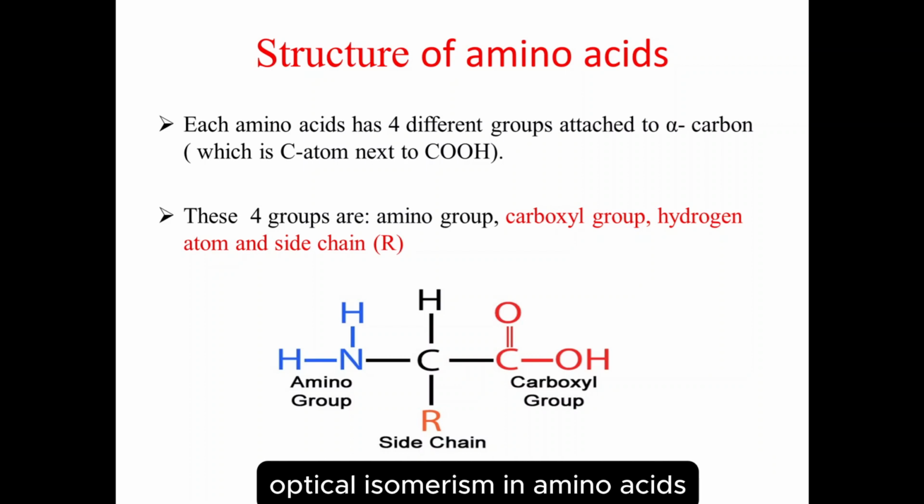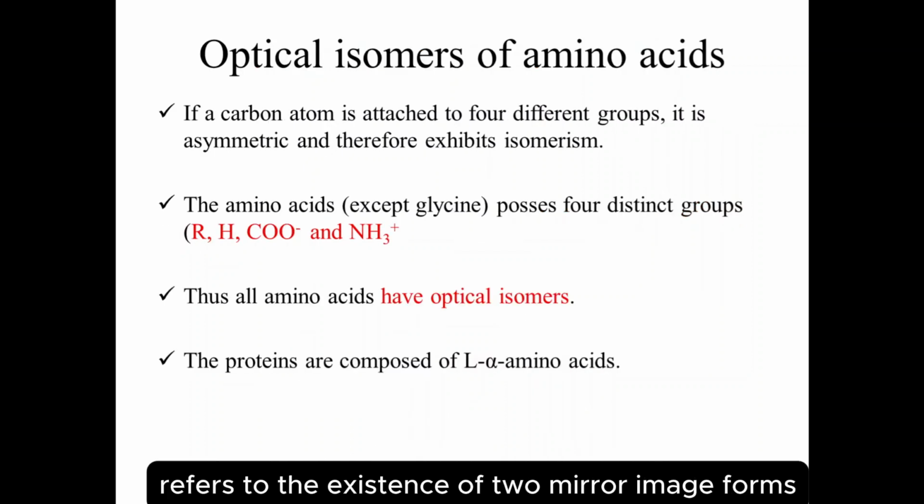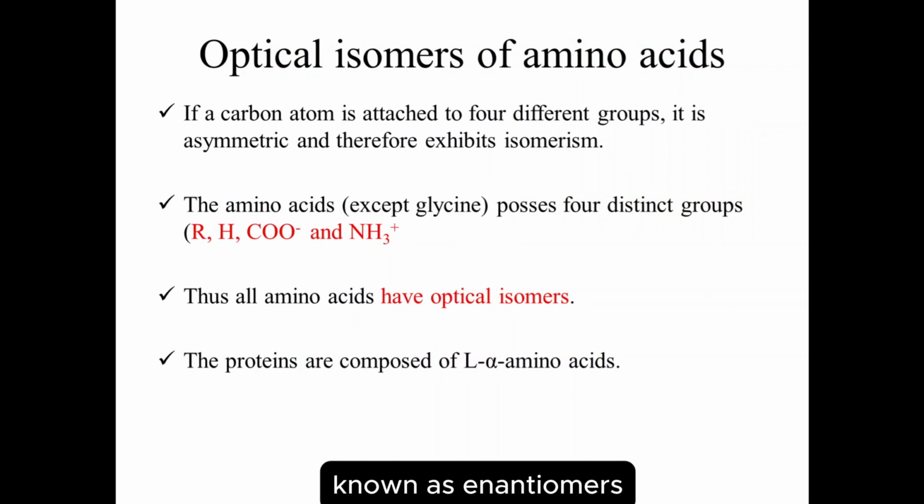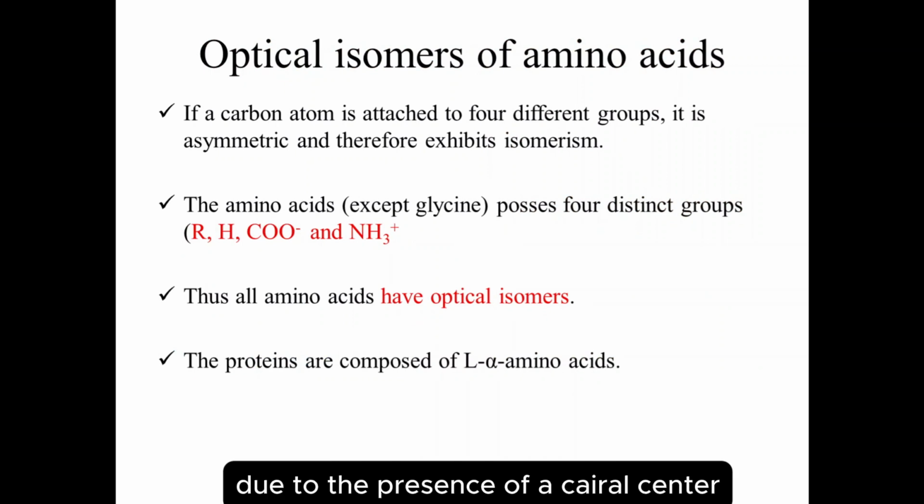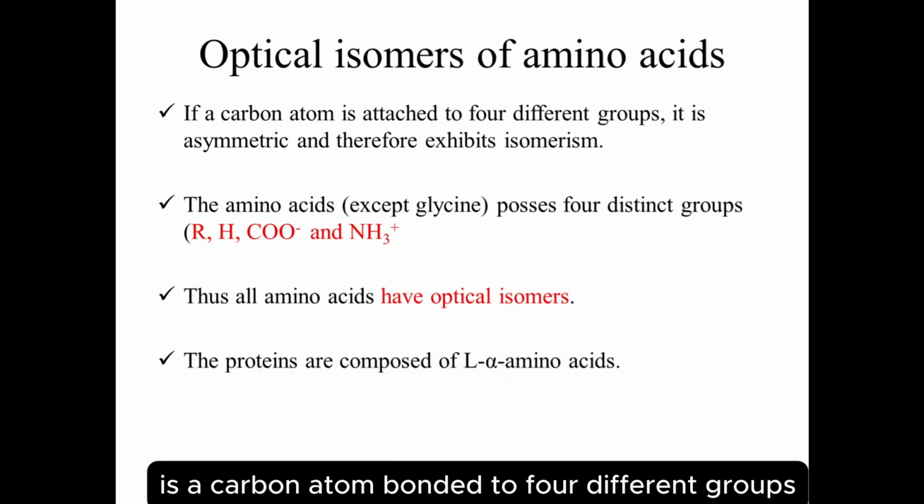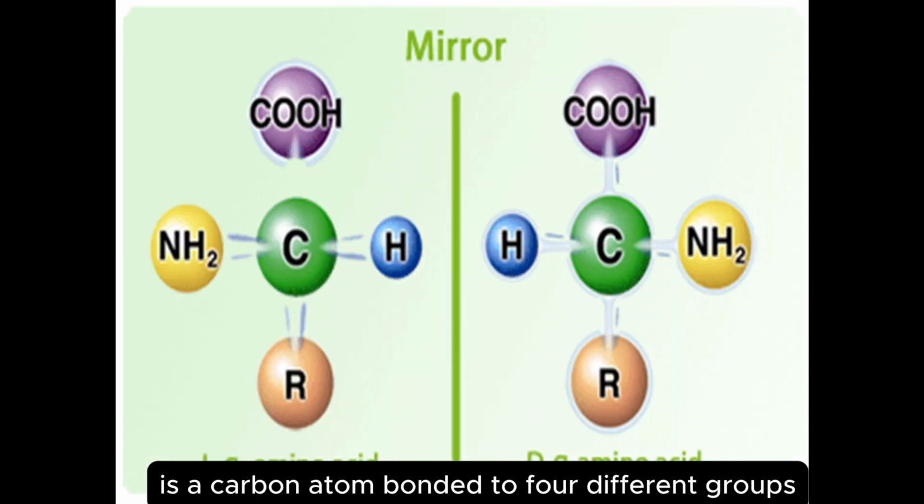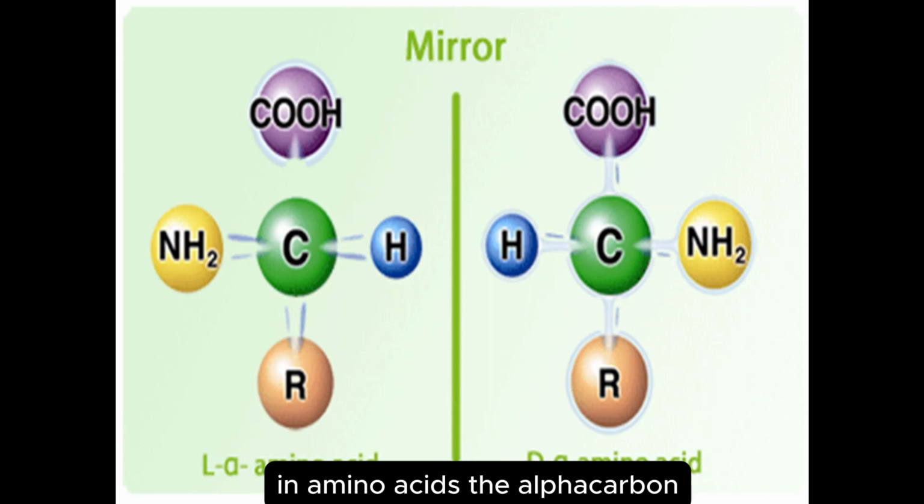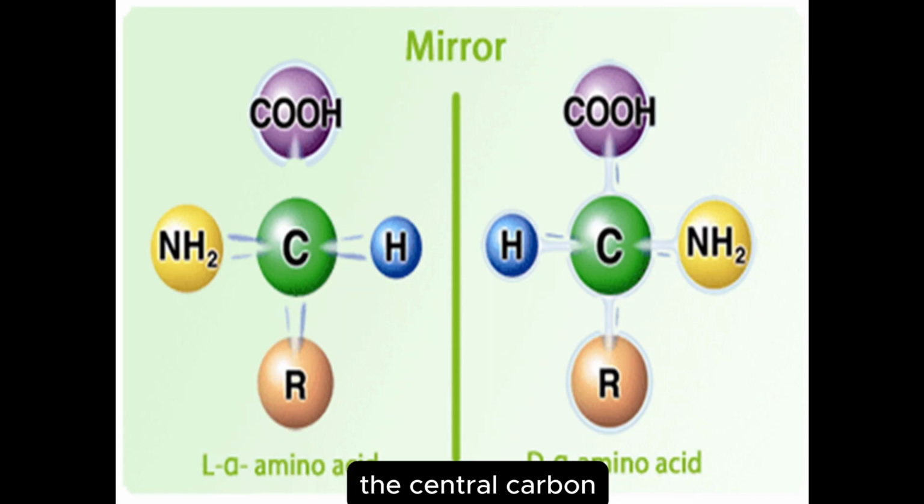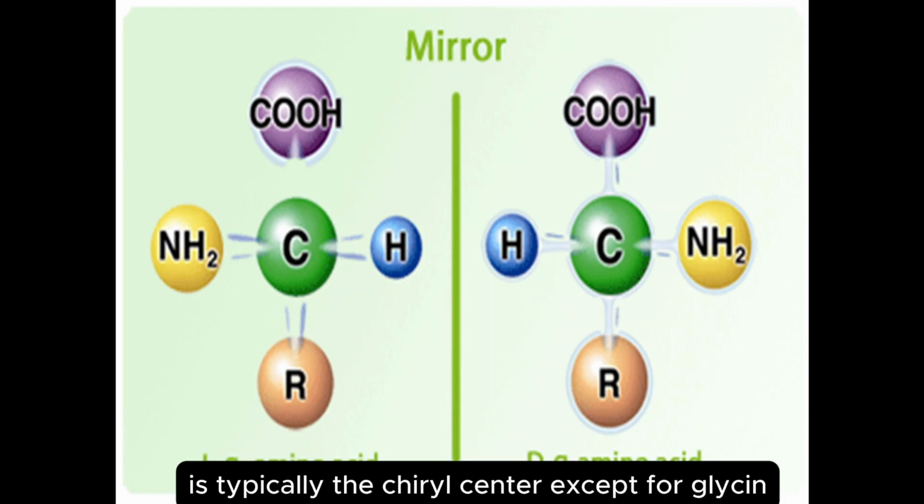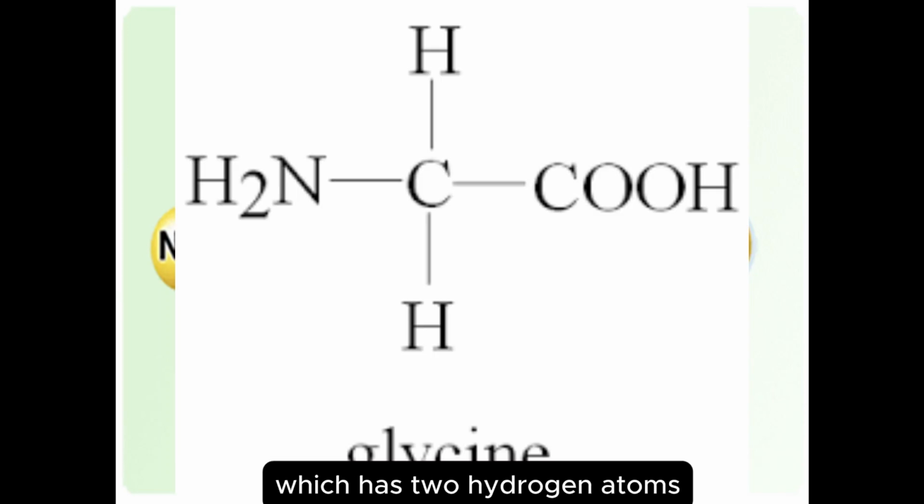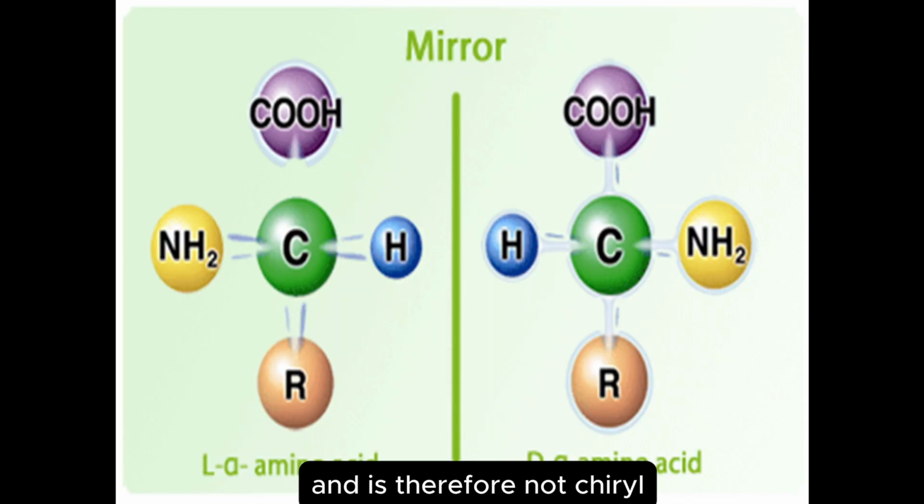Optical isomers of amino acids. Optical isomerism in amino acids refers to the existence of two mirror image forms, known as enantiomers, due to the presence of a chiral center. A chiral center is a carbon atom bonded to four different groups. In amino acids, the alpha carbon, the central carbon, is typically the chiral center, except for glycine, which has two hydrogen atoms attached to the alpha carbon and is therefore not chiral.